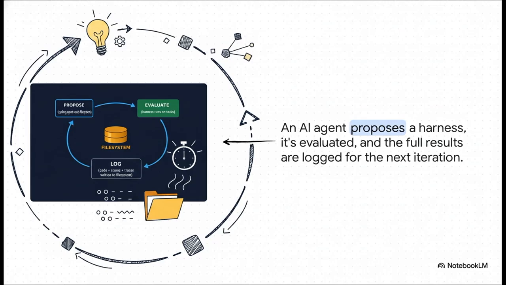You have an AI coding agent that proposes a version of the harness. That version gets evaluated. And then everything, we're talking the source code, the scores, the full execution traces, it all gets logged. The AI agent then reads all of that raw data before it proposes the next iteration. It's just a simple, powerful loop. Propose, evaluate, log, and repeat.